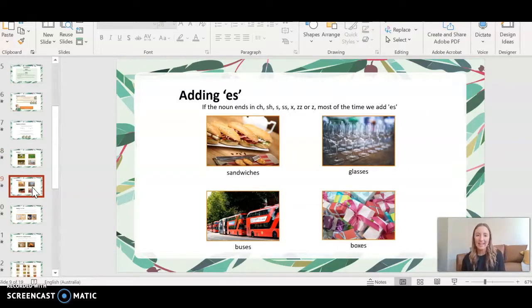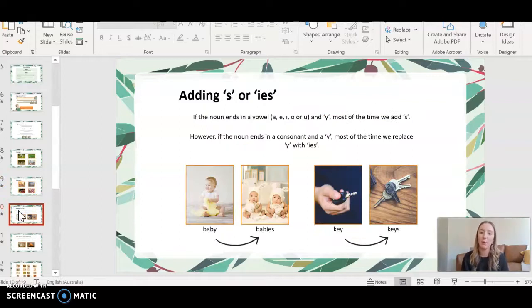We add an ES if the noun ends in ch, sh, x, s, or z. For example, sandwich. We can hear the ch, sandwiches. You can hear the "iz", so we add ES. Glass becomes glasses. You can hear the "iz". Bus, ends in an S, we add ES, buses. And box, we add ES, boxes, on the end of the word.